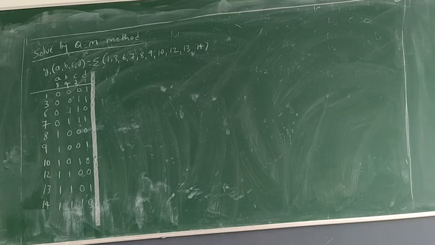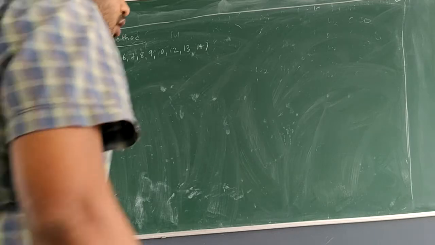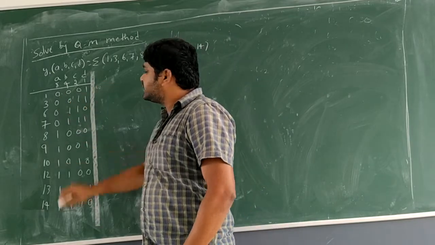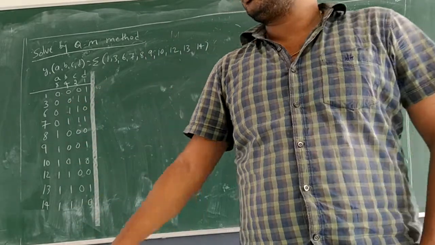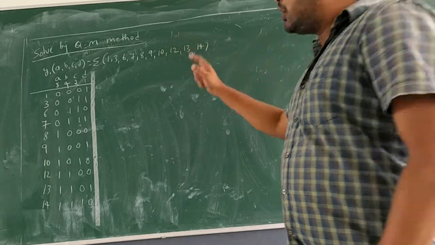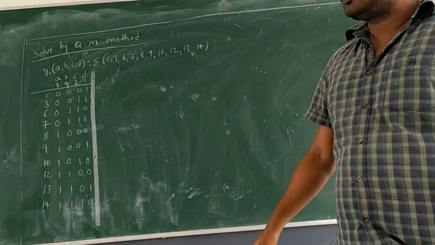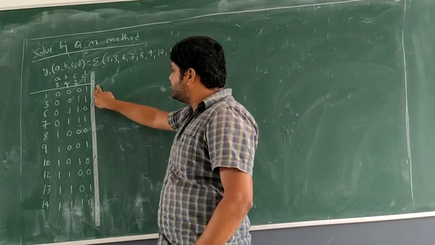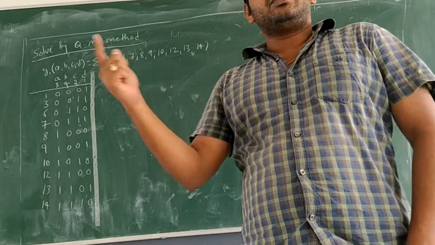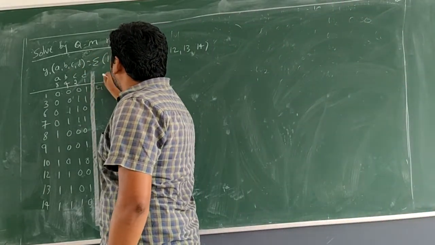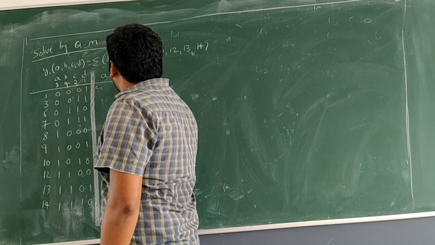Okay, so next is grouping the numbers based on the count of ones. Generally we write it as L0. We don't have L0 here because no number with 0 ones is given. So the L0 set will be empty. The L1 set starts, that is A, B, C and D.